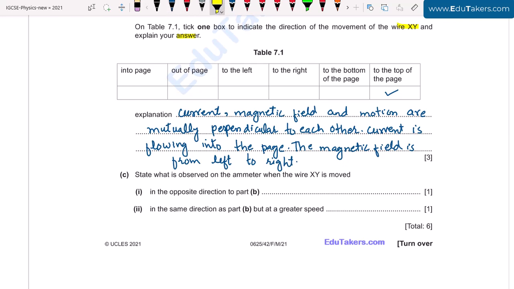Part C. What is observed on the ammeter when the wire XY is moved, part 1, in the opposite direction to part B. Here we have moved the wire in the opposite direction. First of all, going back to the diagram.